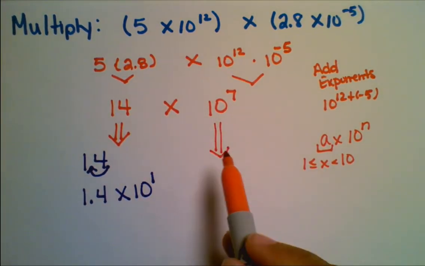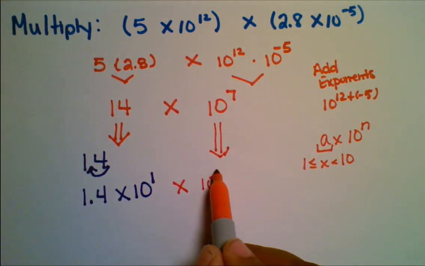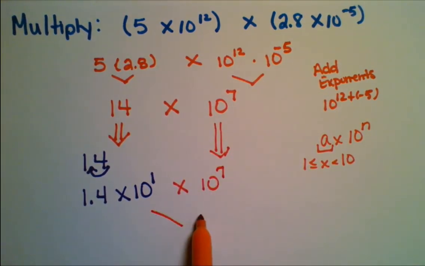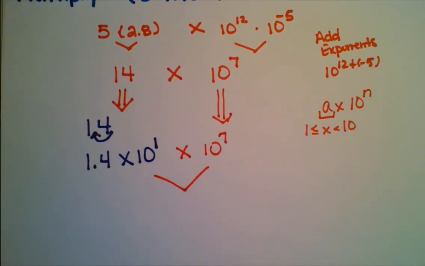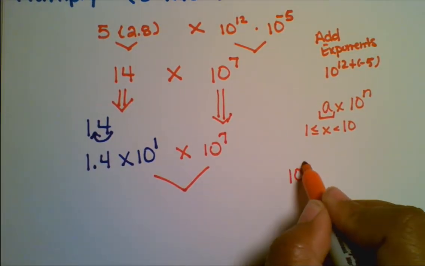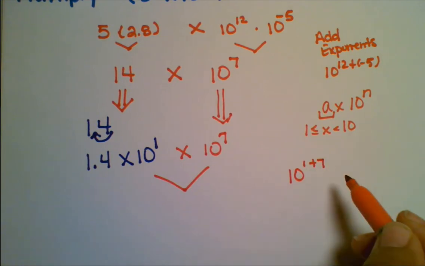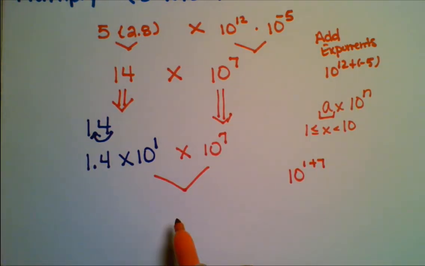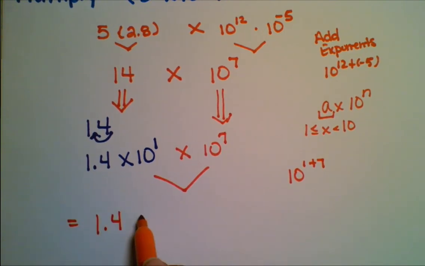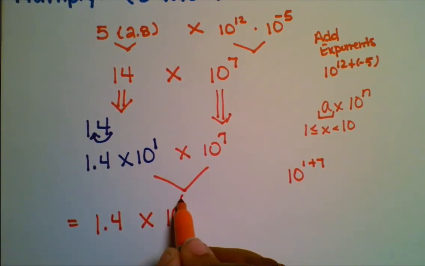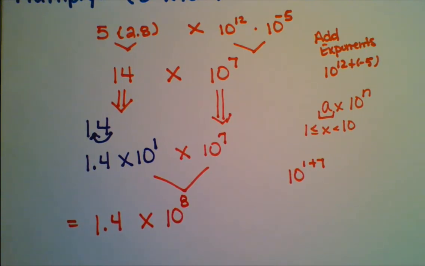Now what we're going to do is bring down the 10 to the 7th, and then the exponential part, we're going to add the exponents, 10 to the 1 plus 7, and that will give us our final answer of 1.4 times 10 to the 8th power. So don't forget, this decimal number needs to be between 1 and 10. If it's not, you're going to have to convert that number again.